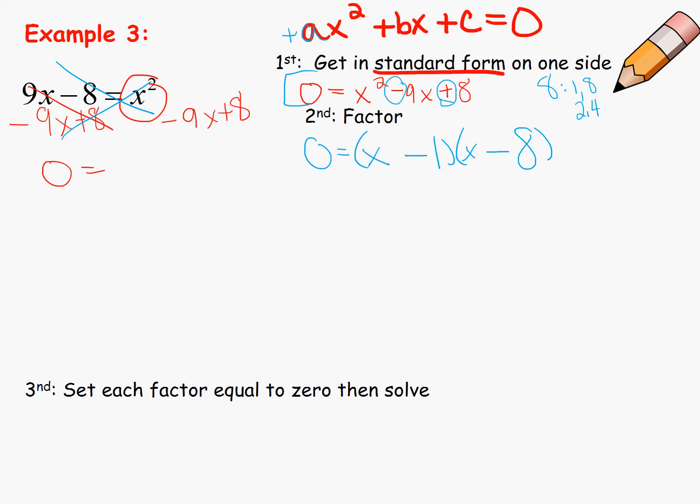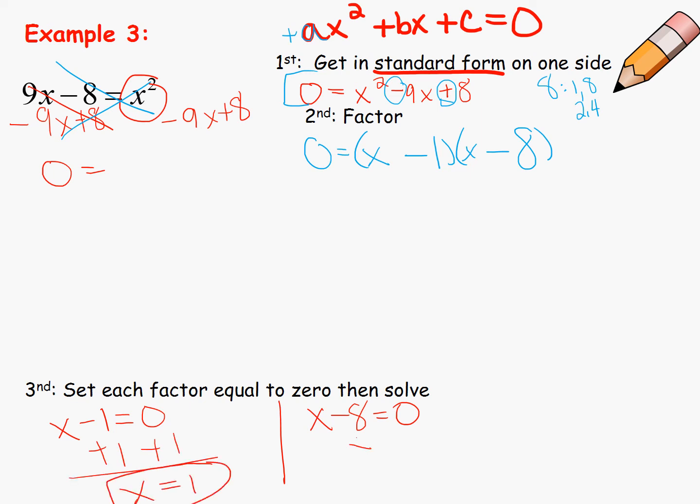And so now we can jump down to our final step, which is set each one equal to 0. So my first factor, x minus 1, is equal to 0, and my next factor is x minus 8 is equal to 0. So add 1, we get x is equal to 1. Add 8 to both sides for my second factor, and we're left with x is equal to 8.